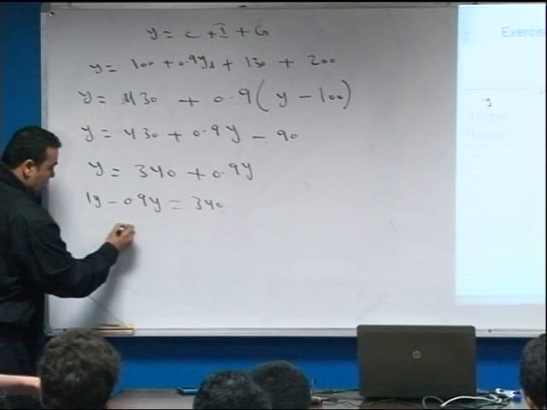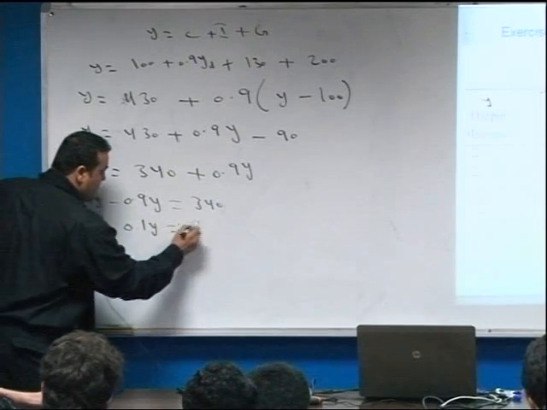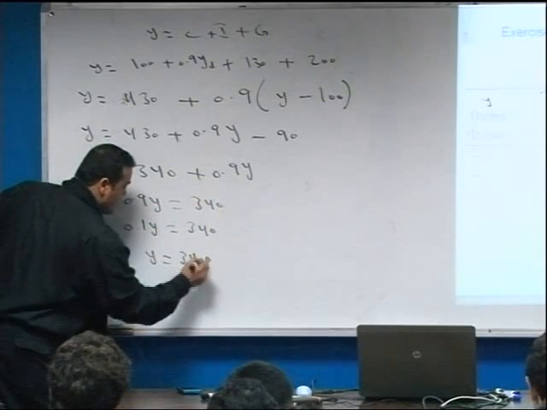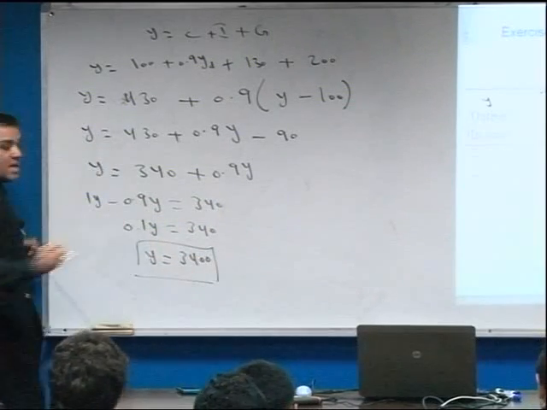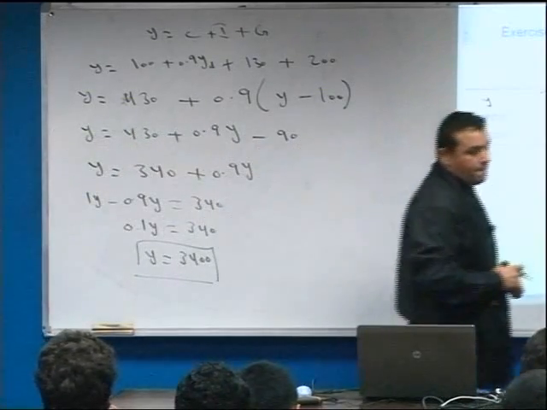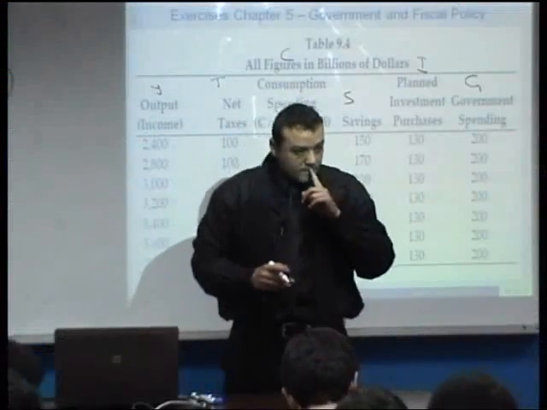So 0.1 Y equals 340. So Y equals 3,400. This is the equilibrium level of income. Okay? Yes.